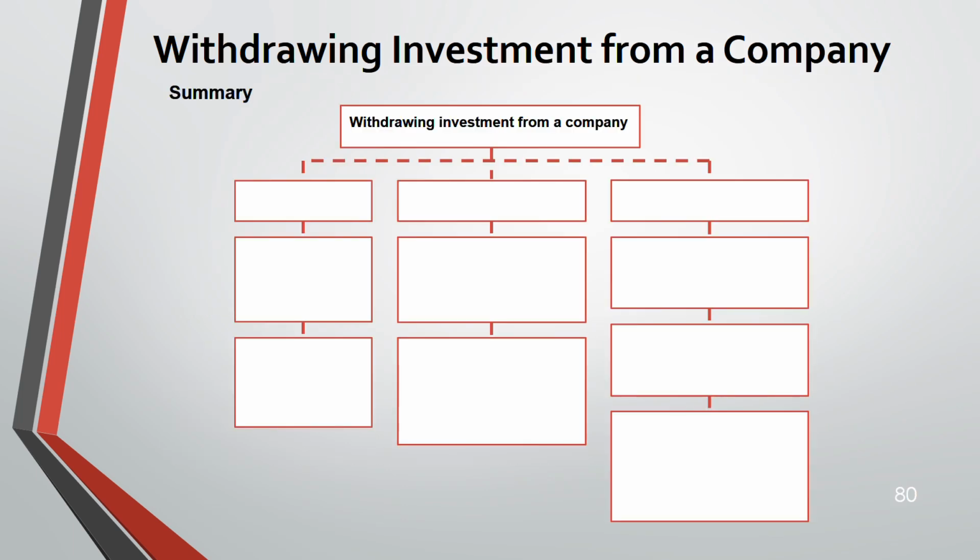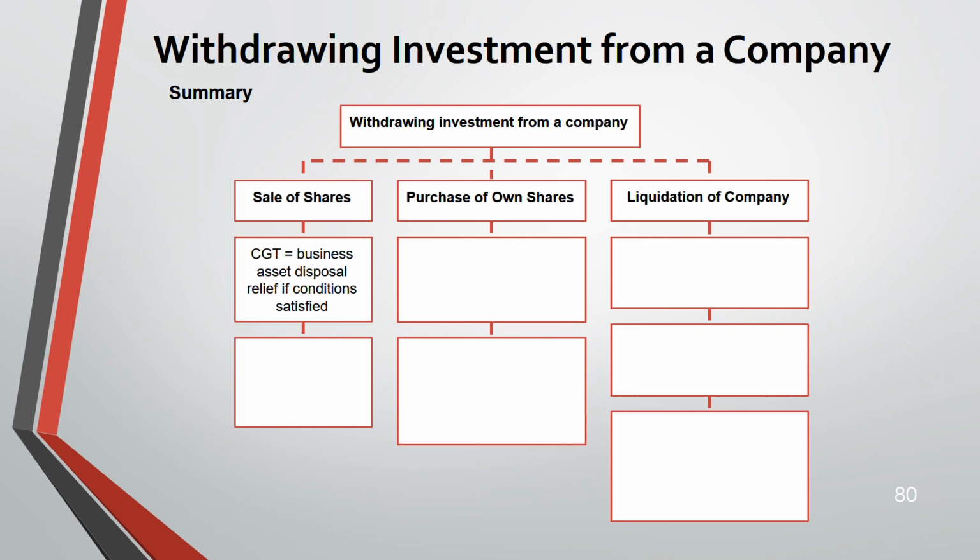Now let us summarize this section: withdrawing investment from a company. There are 3 ways: sale of shares, purchasing own shares, and liquidation. When you are selling shares, it is capital gains tax. And if conditions are satisfied, that means you have shares in a trading company, you are working there, you have owned them for 2 years, holding more than 5%, business asset disposal relief might be available. So it's always CGT, there is no issue. But in reality, this option is difficult because you might not get a ready market for unquoted shares.